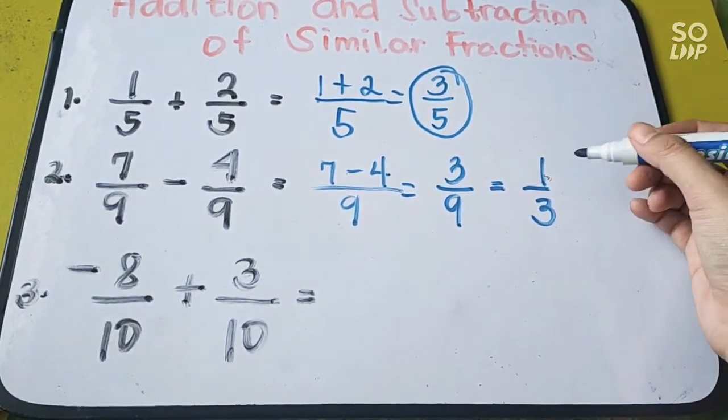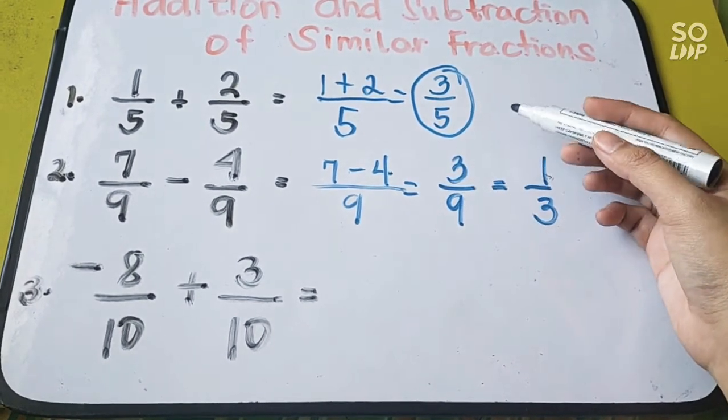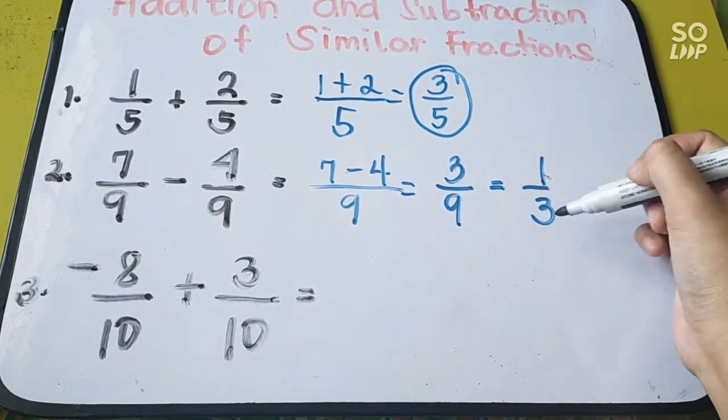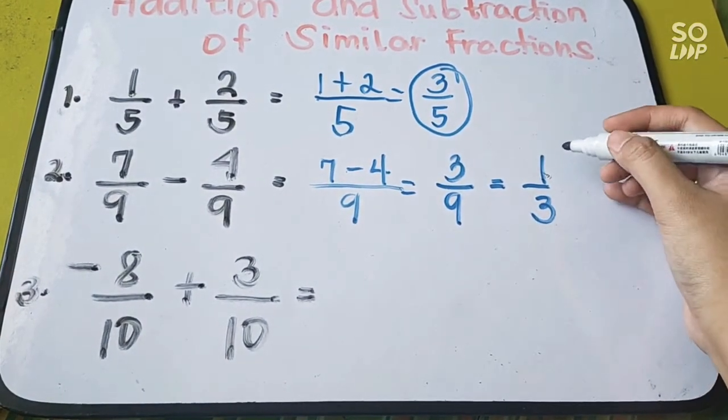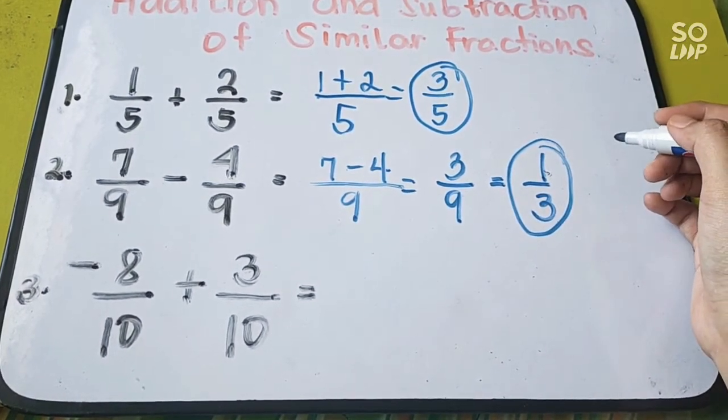Why 1 over 3? Because 3 over 9 are both divisible by 3. So, 3 divided by 3, the answer is 1. Then, 9 divided by 3, the answer is 3. Our final answer is 1 over 3 or 1/3.